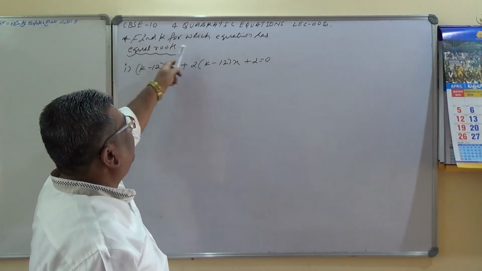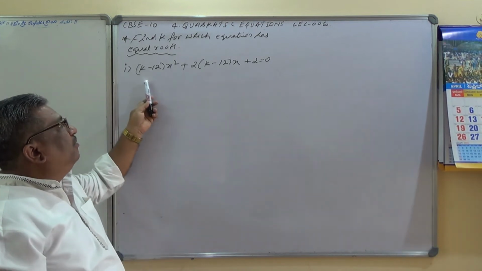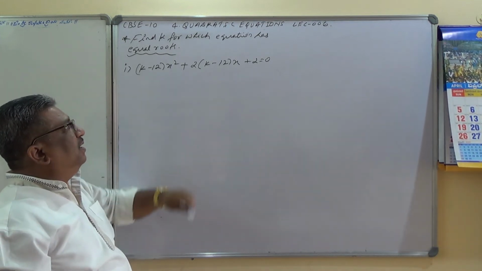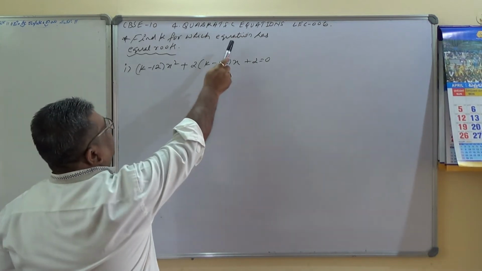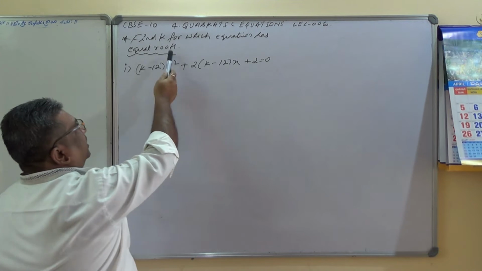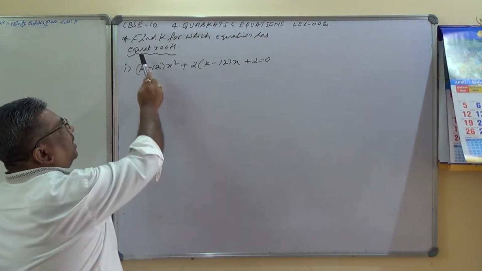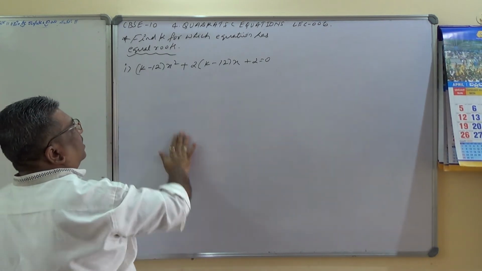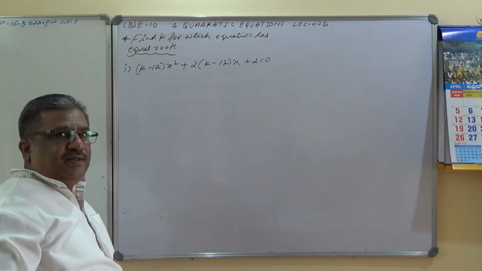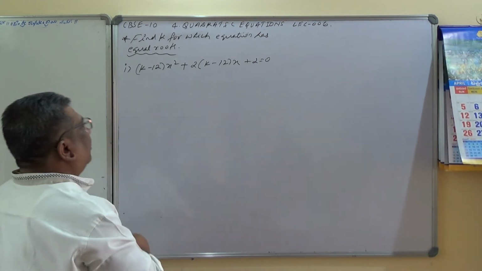Find the value of k for which the equation has equal roots. Based on the conditions, we have to solve the equation and find the value of the unknown here. The question is that this equation has equal roots. Equal means real and equal, please remember that. So what is the condition for real and equal roots? D should be 0. So let us set D equals 0 and solve for k.